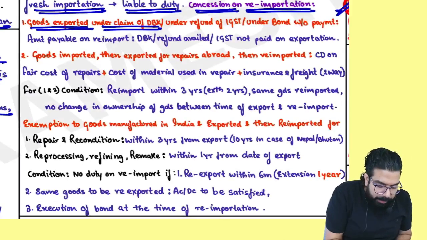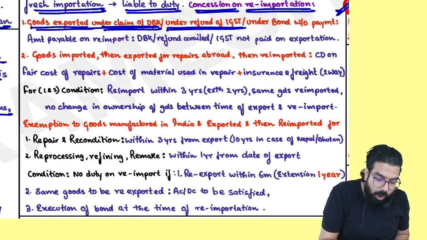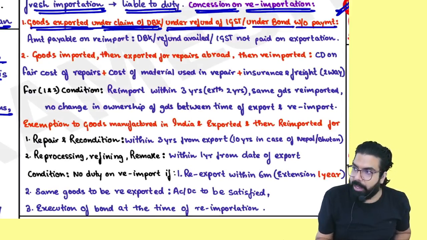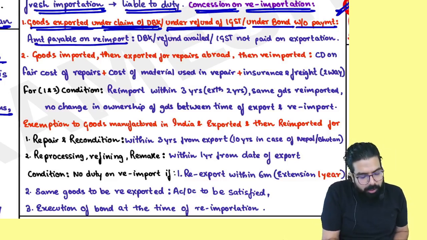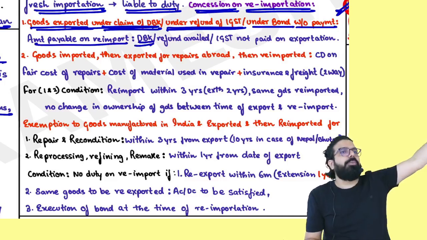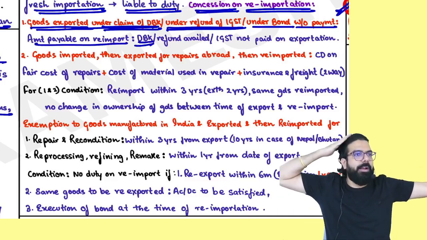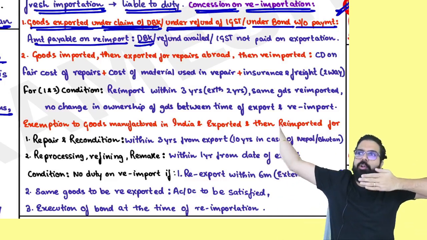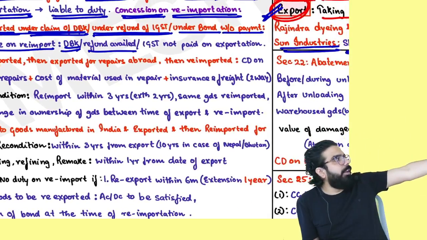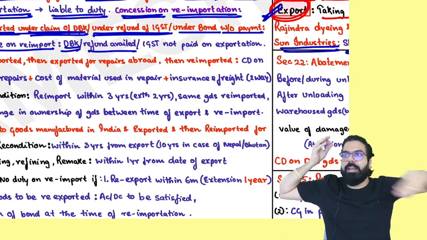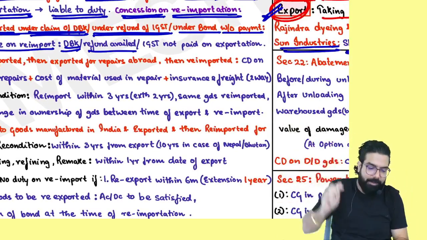They are telling, if goods were exported under claim of duty drawback, under refund of IGST, or under bond without making any payment, then the amount payable at the time of reimport is the duty drawback. I exported, government gave me duty drawback; I reimported, I should give the duty drawback back. Next, I exported, government gave me IGST refund; I reimported, I should give the IGST back.